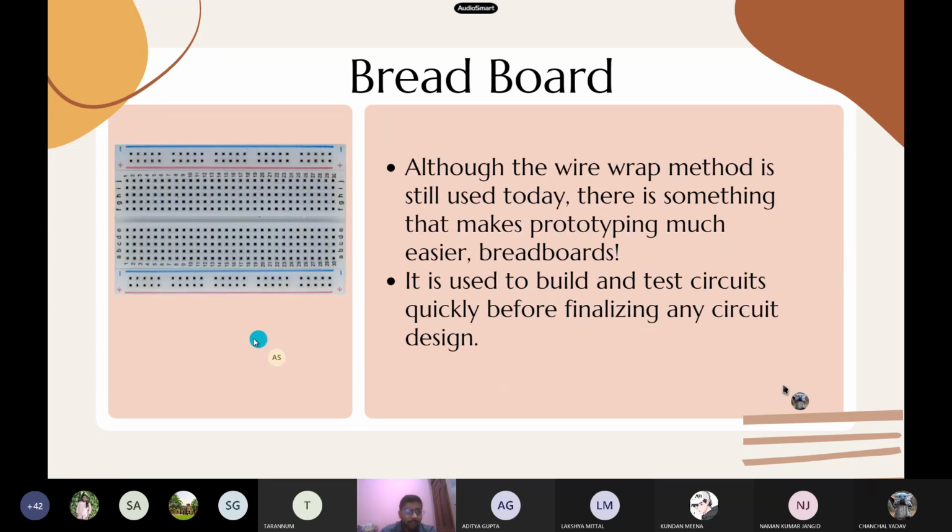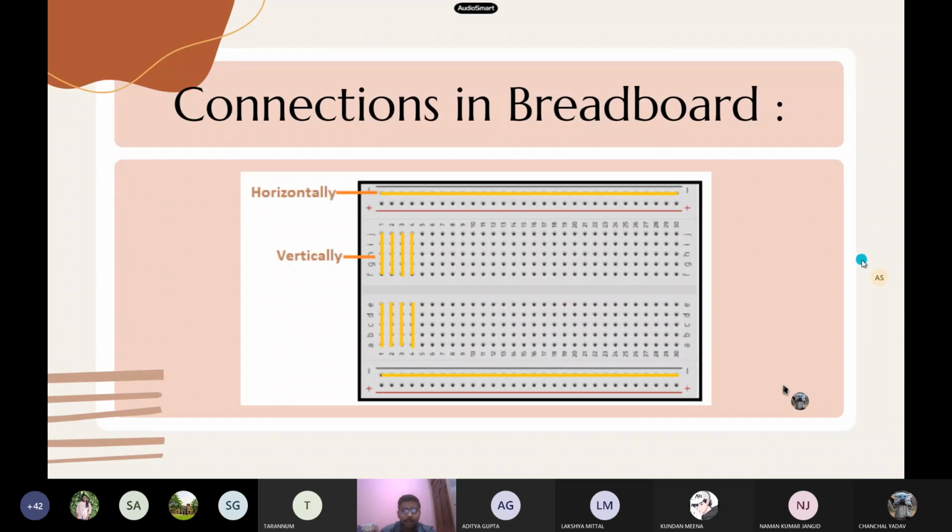Here you can look at the figure how this modern day breadboard looks like. In this, all the internal connections are made and you just have to understand the connections and build the circuit accordingly. This is used widely for testing the circuits before actually implementing it somewhere on a PCB or any other place. So let's look at the connections in the breadboard and understand it.